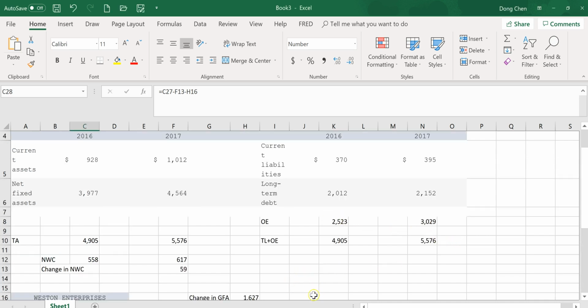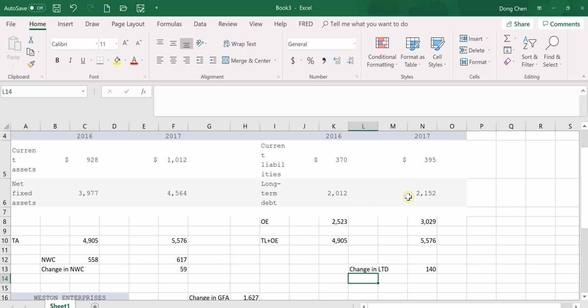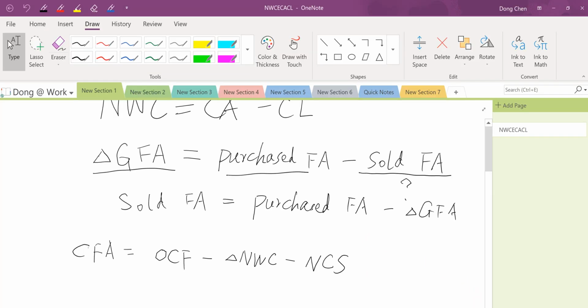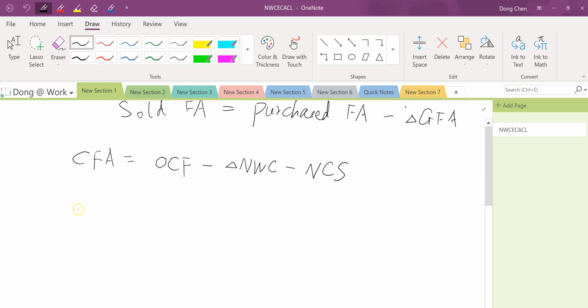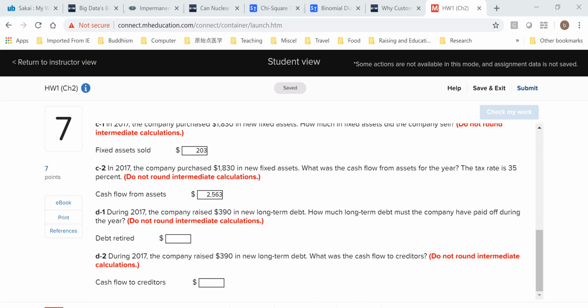So let me get the change. The change in long-term debt is simply the level of 2017 minus the level of 2016. So that's the change. Again, this change in long-term debt is simply the new long-term debt minus the repurchased or paid off long-term debt, right? Paid off the long-term debt.